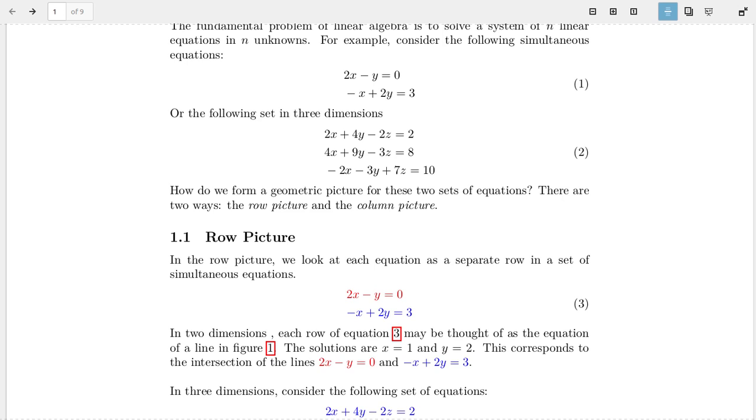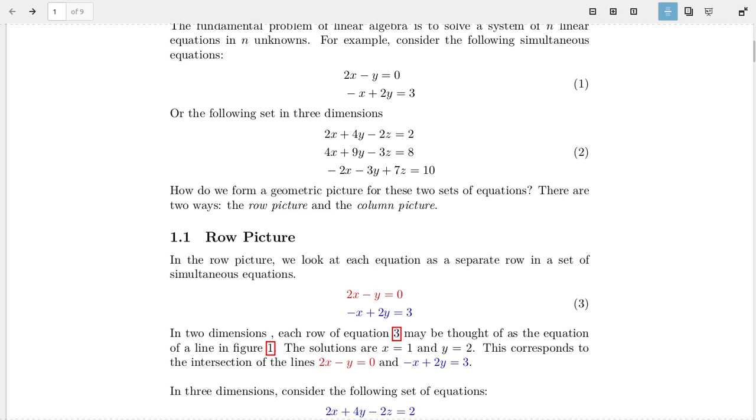Now, how do we picture these equations? There are two ways we can picture them geometrically. One is the row picture, and the other is the column picture. In the row picture, we take each equation, each row of the set of equations, and we consider what that equation looks like geometrically.